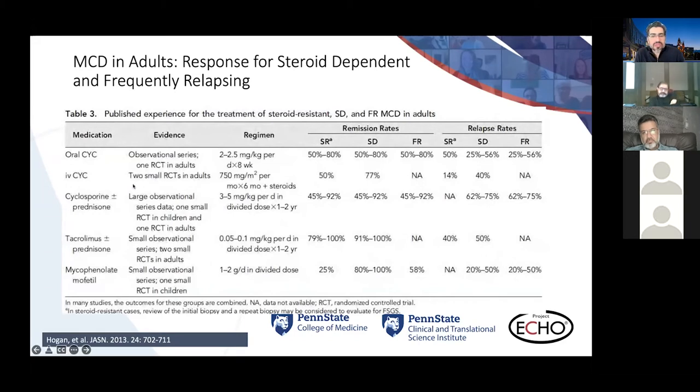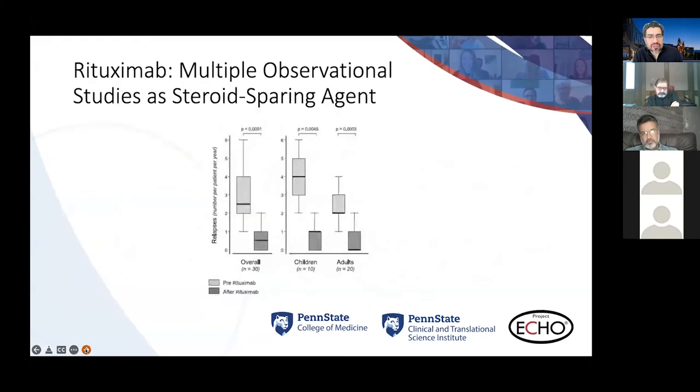Okay. So I think there were some trials with cyclosporin plus or minus prednisone, tacrolimus with the same, and MMF, and you can see that the response rate is pretty decent with these therapies. So rituximab has multiple observational studies as a steroid sparing agent. This is really the number of relapses per patient per year, and after rituximab, it actually helped reduce the number of relapses, both in adults as well as in children.